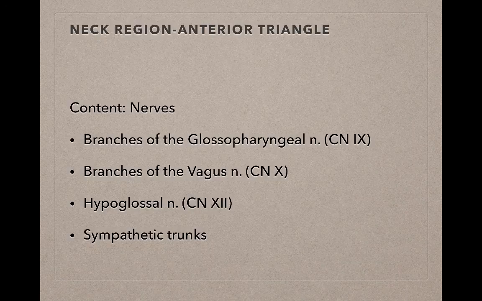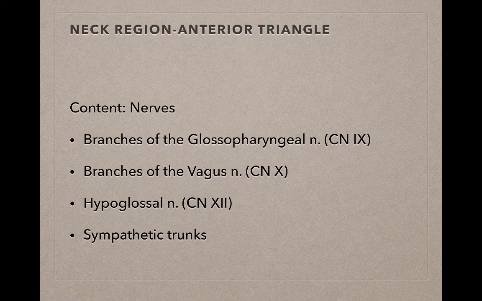The nerves that travel through here are the branches of the glossopharyngeal nerve, which is cranial nerve 9. The test for this nerve is the gag reflex. Sometimes patients are asked to cough or to swallow or simply to talk. That's the motor portion of the glossopharyngeal nerve. It also has a sensory portion which detects changes in blood pressure at the carotid sinus. So this is a pretty important nerve.